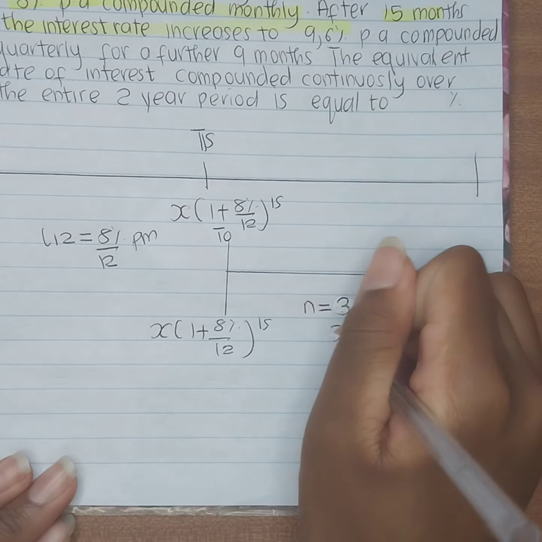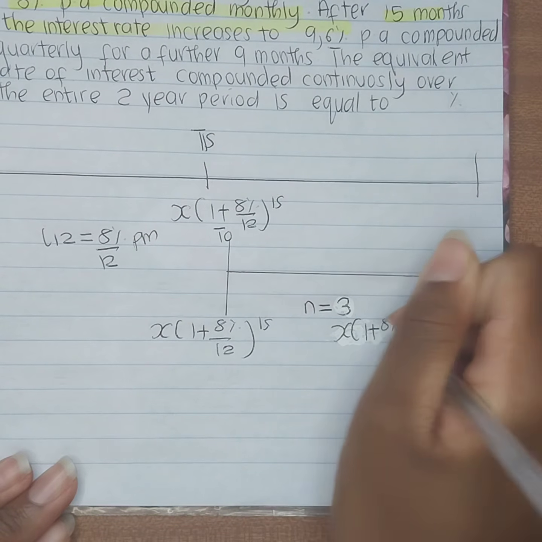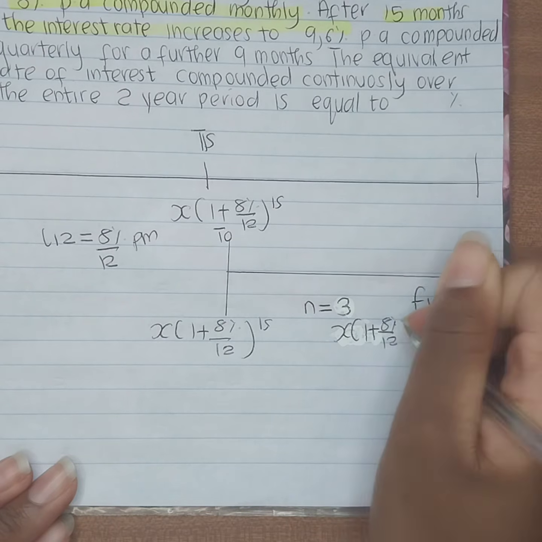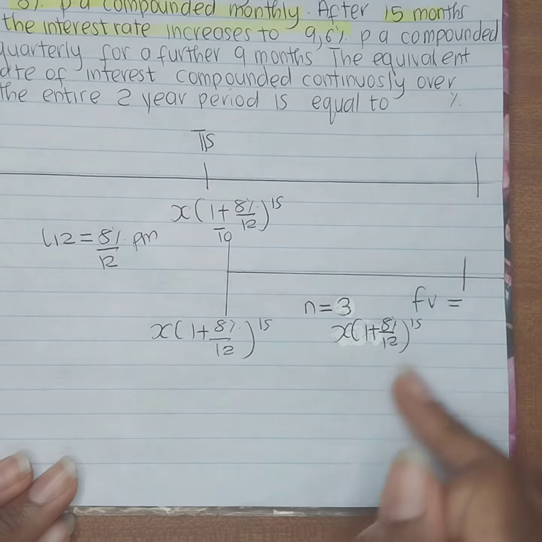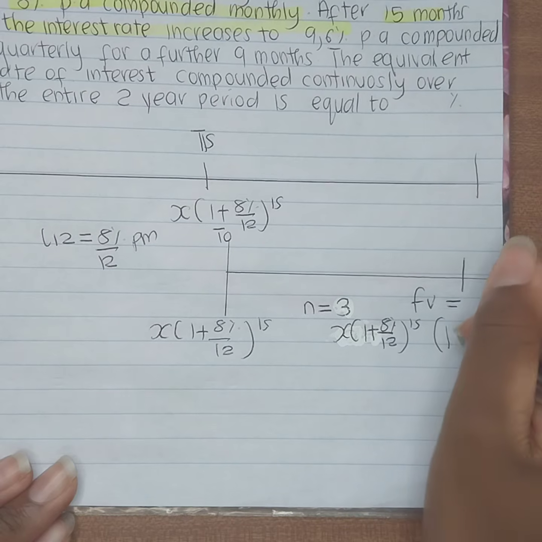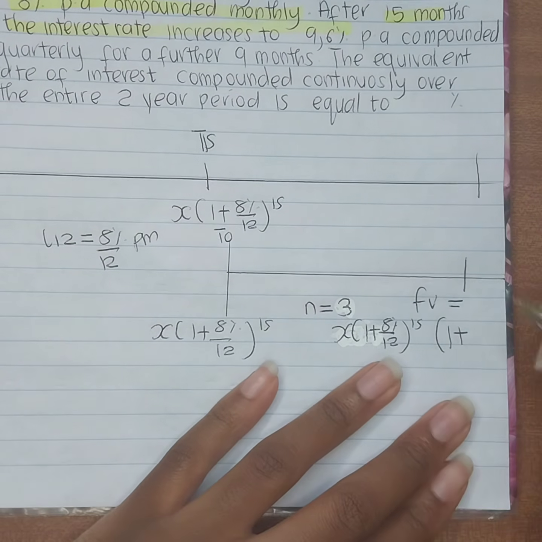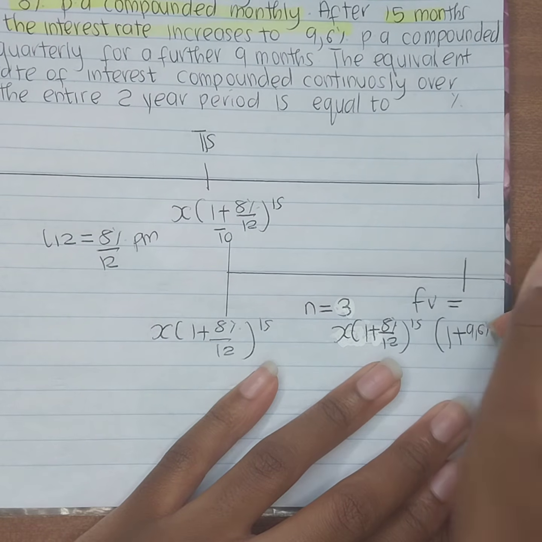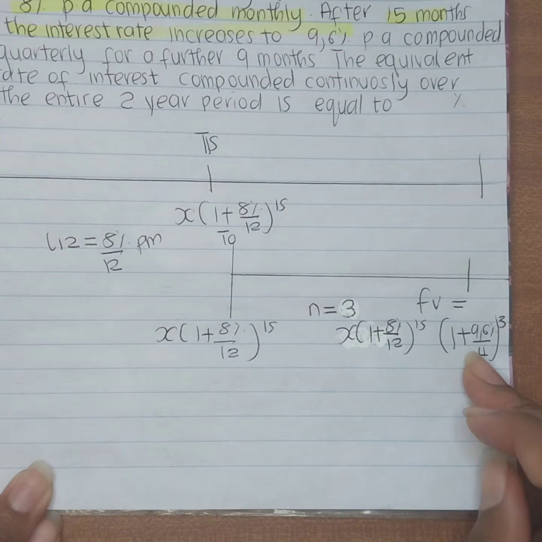So we have X times 1 plus 8% over 12 to the power of 15. This whole amount is compounded for 3 periods. 1 plus 9.6% over 4, and it is compounded for 3 periods. So this is what my FV is.